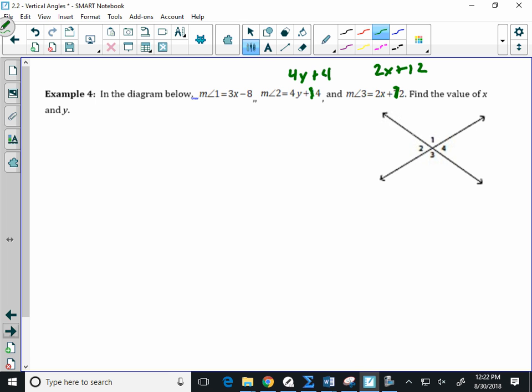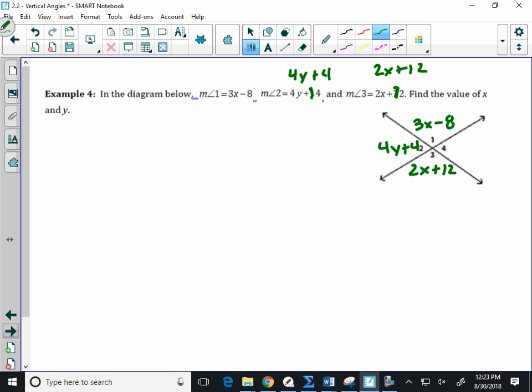Okay. So we take a look at, again, we're going to fill it in. Angle 1 is 3x minus 8. Angle 2 is 4y plus 4. And angle 3 is 2x plus 12. Fill those values in. Always fill in your diagram. It gives you the visual.